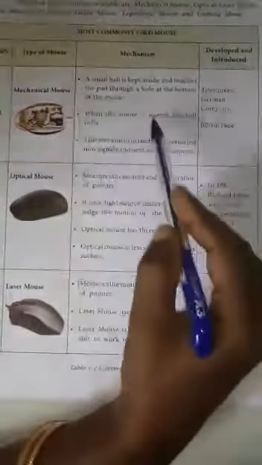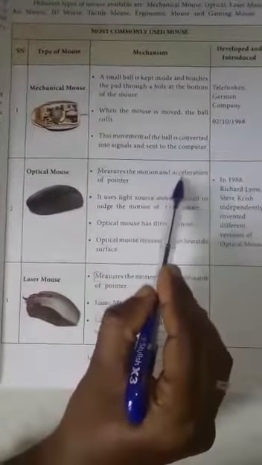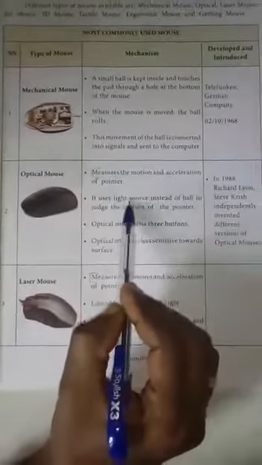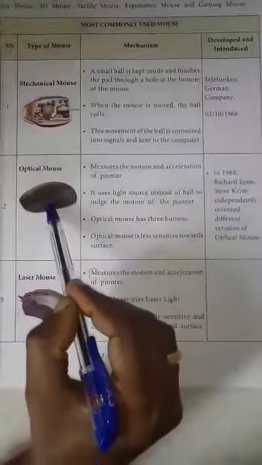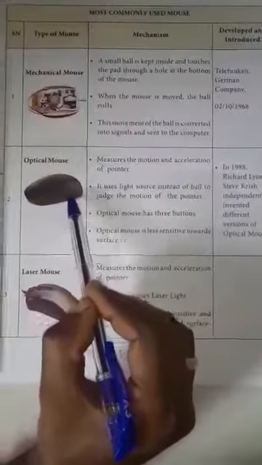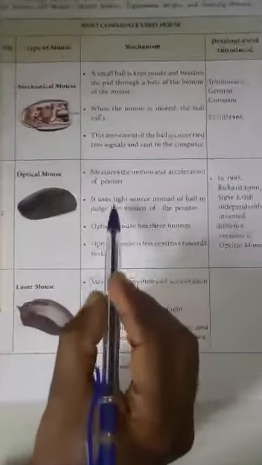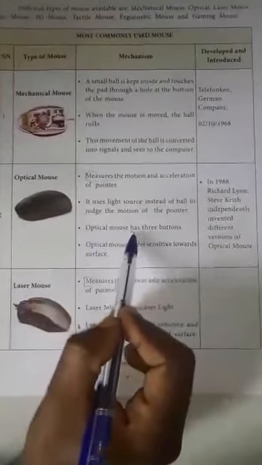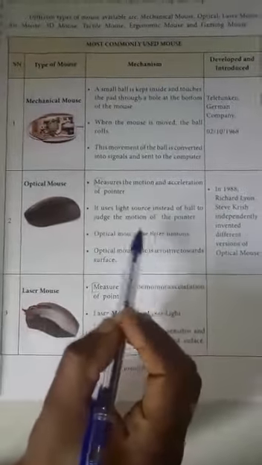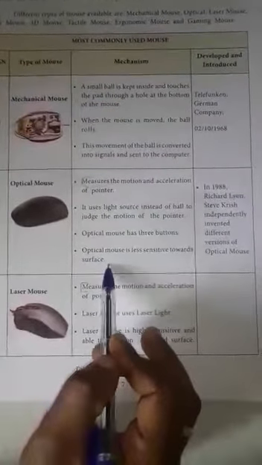Next one, optical mouse. The optical mouse measures the motion and acceleration of the pointer. It uses a light source instead of a ball to judge the motion of the pointer. Optical mouse has 3 buttons. It is less sensitive towards the surface.